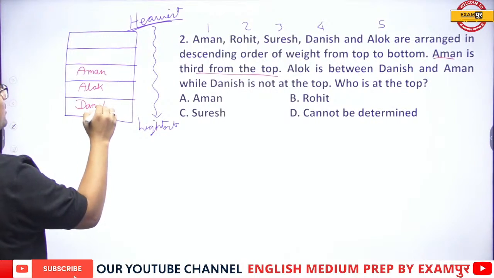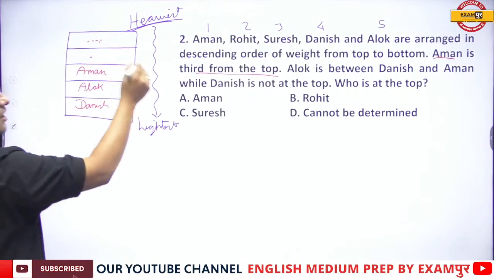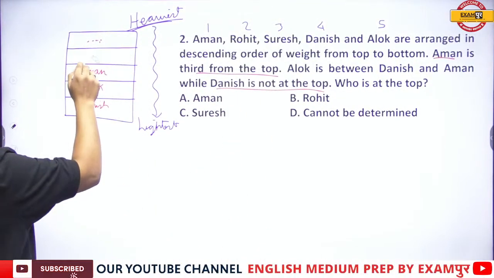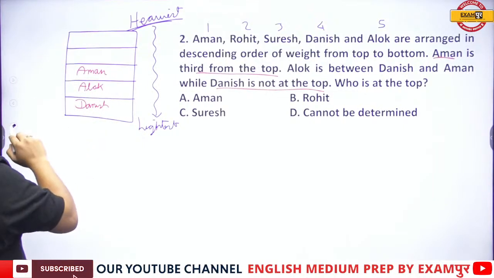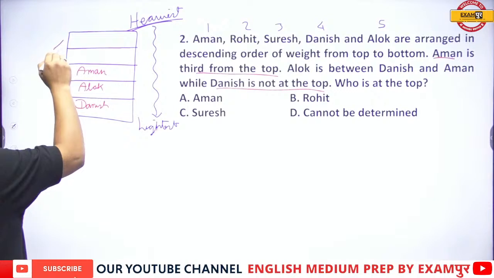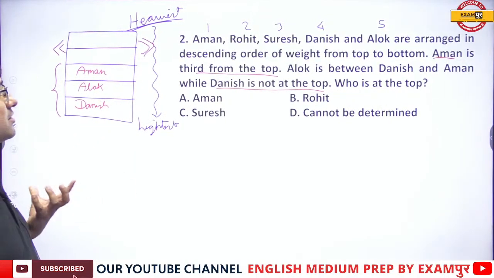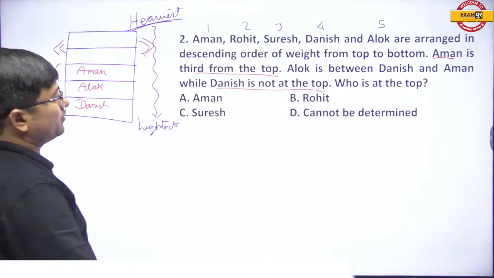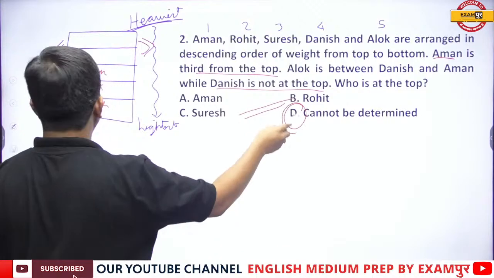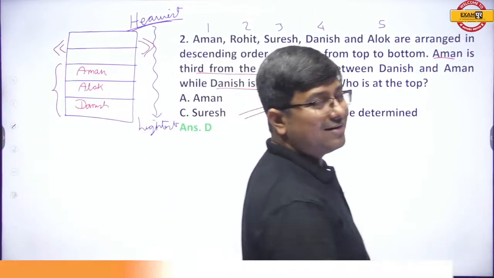And why have I kept it in this way? Because if you keep Alok between Danish and Aman, but Danish is not at the top, that is the problem. So we are getting the bottom 3 positions, but the top 2 positions are not covered. So therefore, who is at the top? There is still a doubt between Suresh and Rohit, and therefore the right answer is cannot be determined.